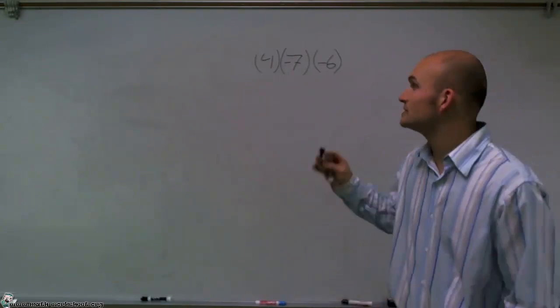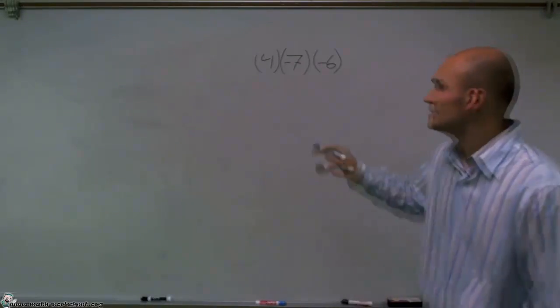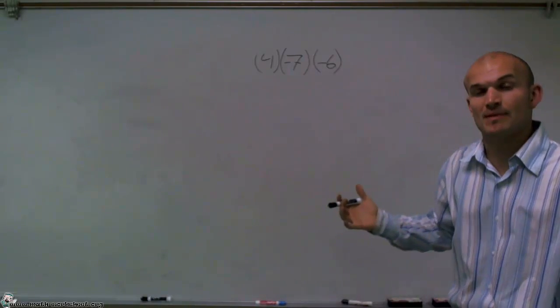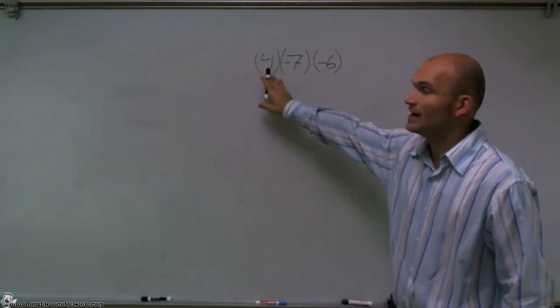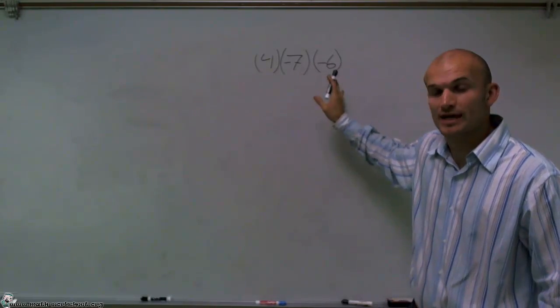Welcome. What I want to do today is show you how to multiply three numbers. Now, there are a couple of important things we need to remember, especially when we're multiplying positive and negative numbers. First of all, I have a positive number, and then I have two negative numbers.